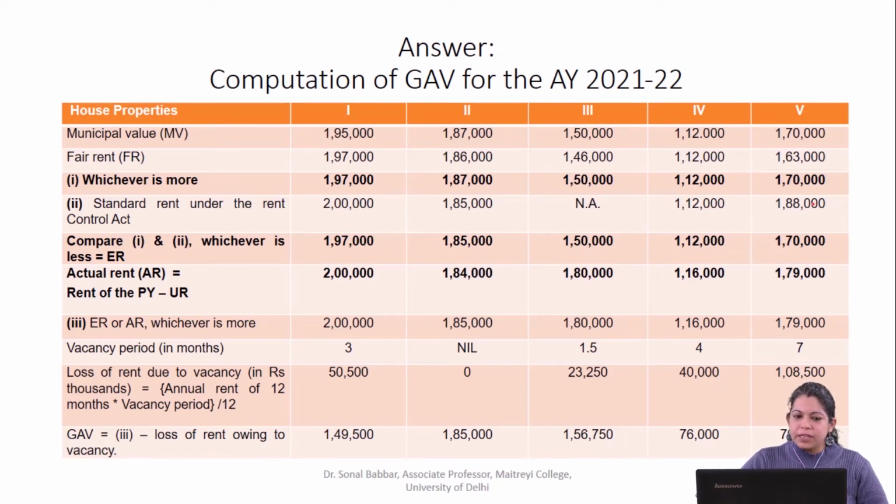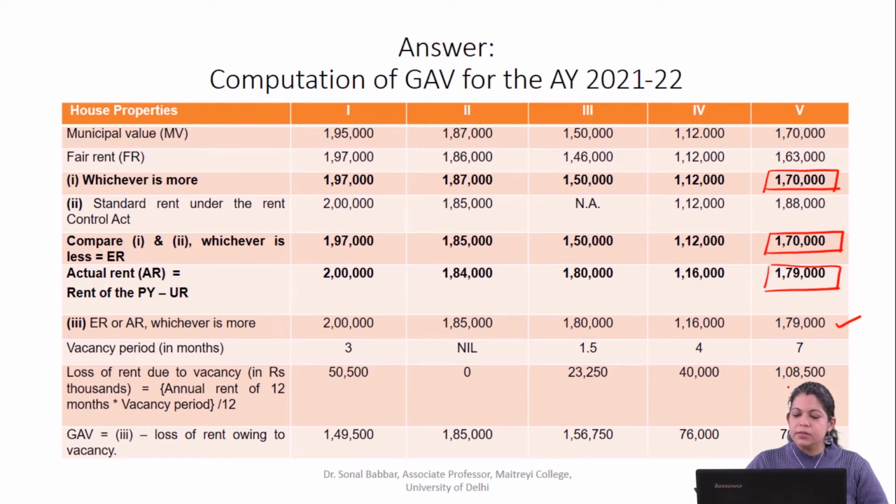In case of property 5, the municipal value is 1,70,000, fair rent is 1,63,000, higher of the two is municipal value, which is to be compared with standard rent, which is 1,88,000. Lower of the two will be taken as expected rent. That will be compared with actual rent. Here, actual rent is coming as 1,80,000, which is rent of the previous year minus the unrealized rent, provided conditions of Rule 4 satisfied. Higher of the two will be taken, which is 1,80,000.